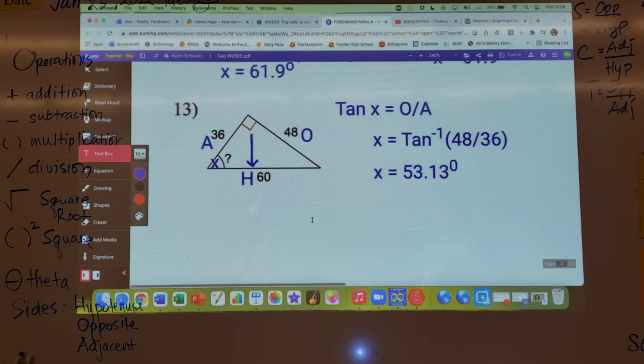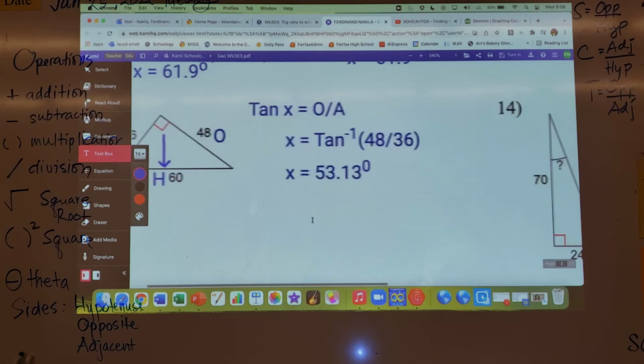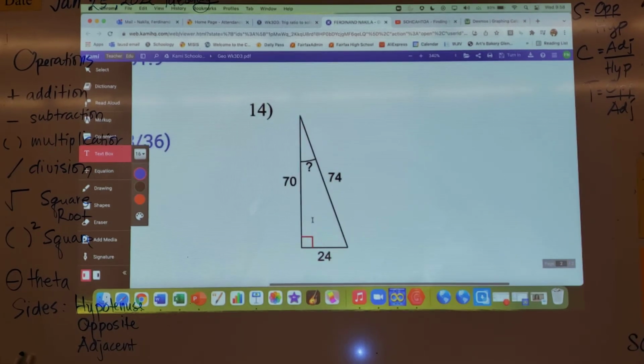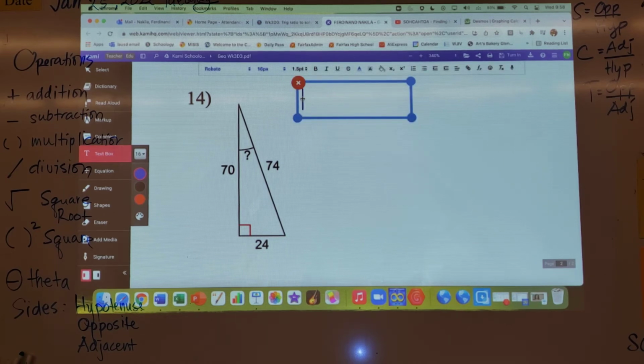Now let's do another one, and I want you guys to use a different one. I'll use sine. You can use cosine. You can use tangent. Okay, let's do number 14. I'll use sine, and the rest of you use either cosine or tangent. I use cos. Okay, I'll use sine.